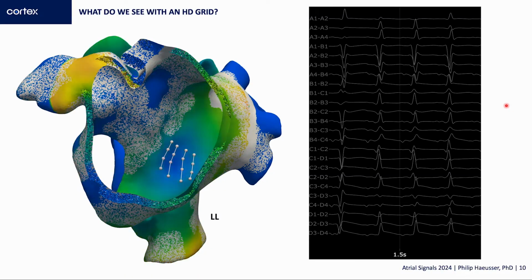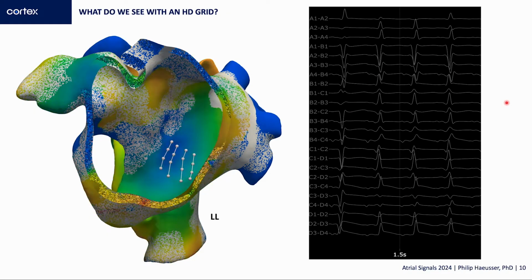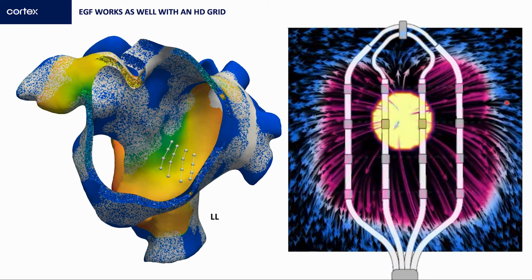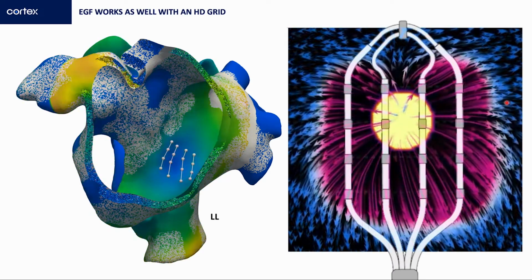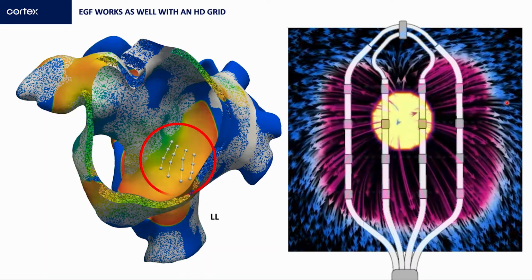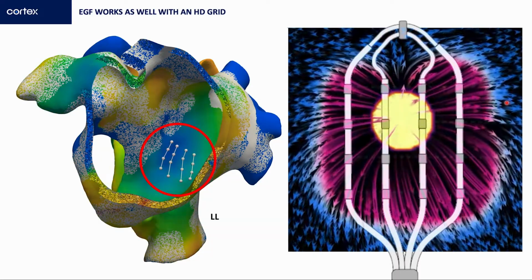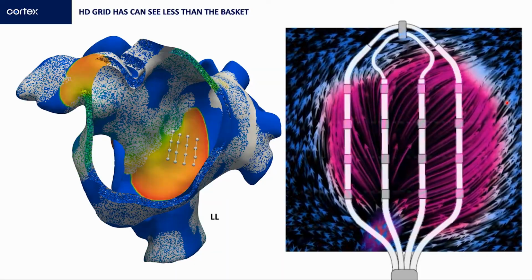The trained eye may or may not see some signatures that look like divergence or something similar. But just for fun, we computed EGF from this HD grid recording and saw this pattern. The breakthrough source is clearly visible as well. But if you move the HD grid catheter just a bit off the source, this phenomenon becomes way harder to see than from the panoramic basket map.